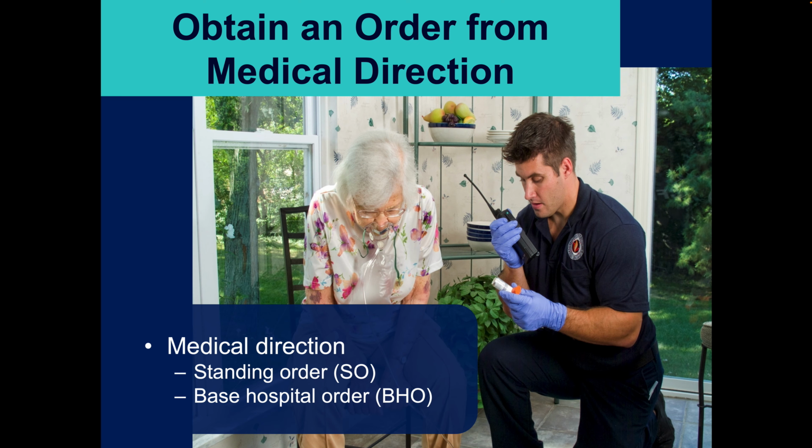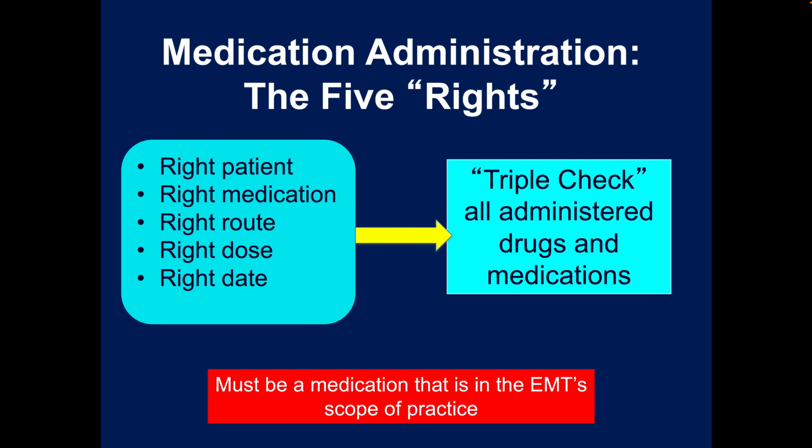Key steps. So obviously all medications, whether it's oxygen, nitro, aspirin, whatever it might be, it's all based on medical direction. It just depends whether it's a standing order or whether it's a base hospital direction. With that, you have your order, whatever order it might be. And then we want to do your 5 rights. So yes, it's the right patient. It's the right medication for this patient's condition. It's given the right route, which means it's given orally or it's given by inhalation or by injection. It's the right dose and it's not expired. It's the right date. You're then going to turn to your partner and say, hey, partner, could you triple check it for me? And they're going to check the 5 rights as well.